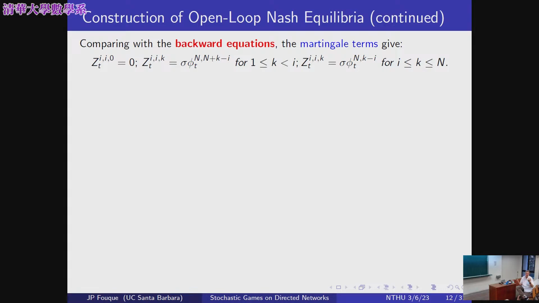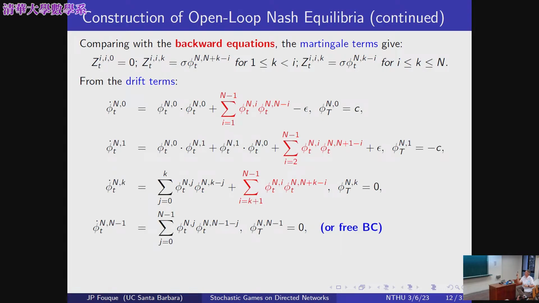And now I go to the drift, and I compare the drift, and that gives me the drift equation. So this is the first phi, phi 0. It has a differential equation. The second one also has a differential equation, and so on up to n-1, plus a boundary condition. So this is my boundary condition, or free boundary condition, depending on the boundary condition you put here. Right?